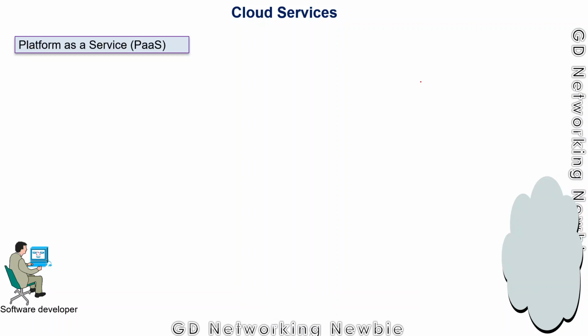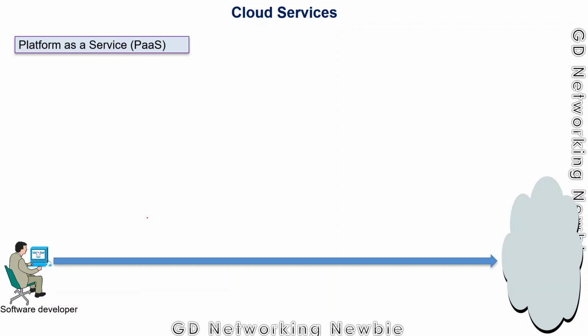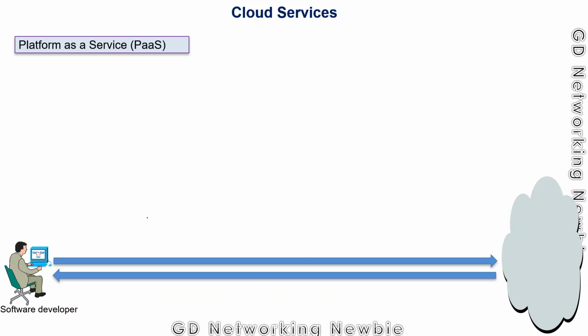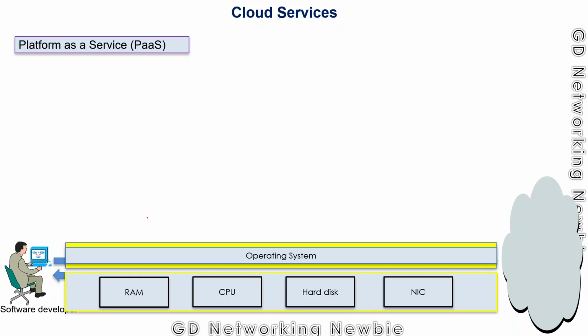Finally, there is platform as a service. This is very useful for the software developer. If there is some application developer or game developer, he needs a complete platform. In that case, the user sends a request to the cloud service provider, and the cloud service provider can provide not only the hardware. You can see here, this is RAM, CPU, hard disk, NIC, everything. And it also provides the operating system.